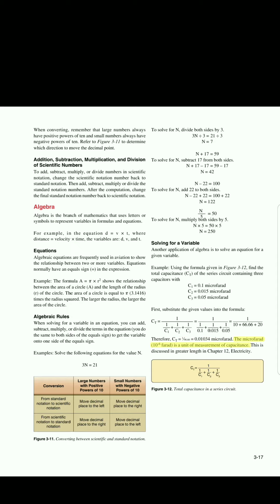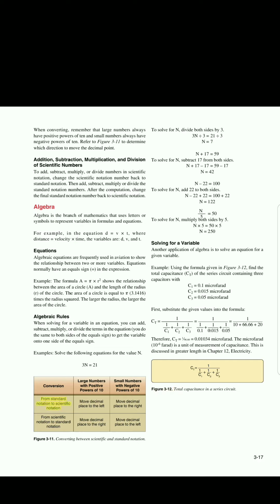The microfarad, 10^-6 farad, is a unit of measurement of capacitance. This is discussed in greater length in Chapter 12, Electricity. 1/CT equals 1/C1 plus 1/C2 plus 1/C3. Large numbers, small numbers, conversion with positive powers of 10, with negative powers of 10. Figure 3-12. Total capacitance in a series circuit.